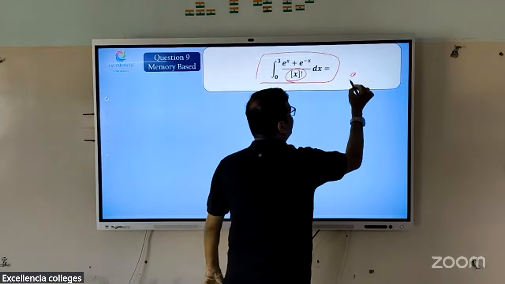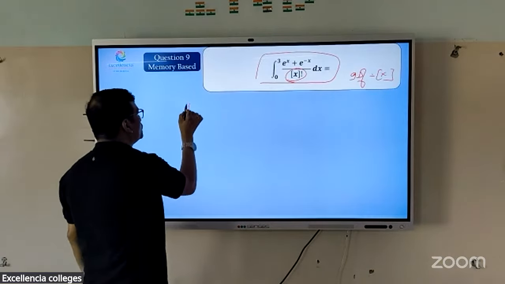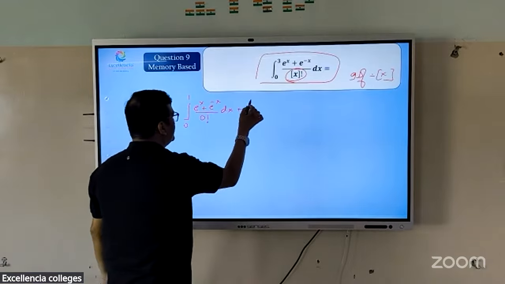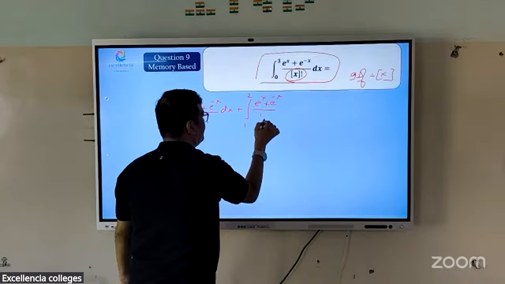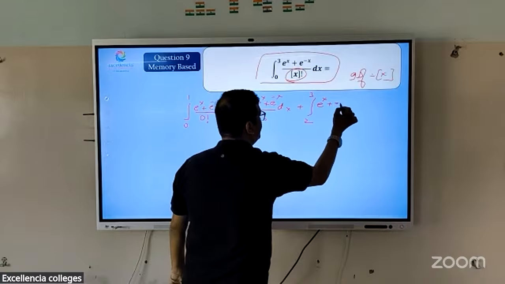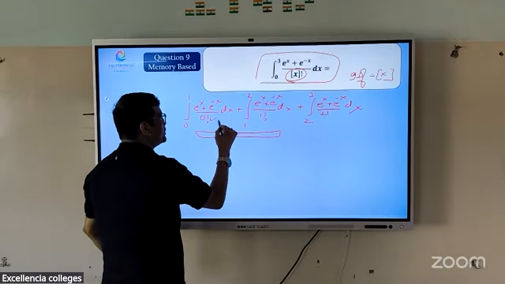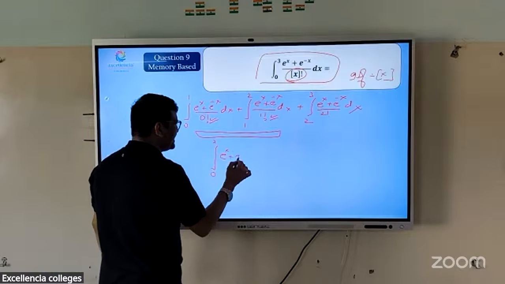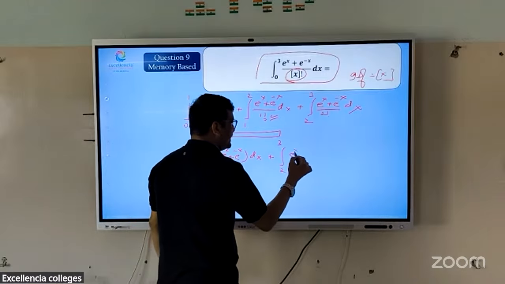Here in the bracket, integral 0 to 1 of e power x plus e power minus x by 0 factorial dx, plus integral 1 to 2 of e power x plus e power minus x divided by 1 factorial dx, plus integral 2 to 3 of e power x plus e power minus x. Since 0 factorial and 1 factorial are both 1, I can take integral 0 to 2 of e power x plus e power minus x dx plus integral 2 to 3 of e power x plus e power minus x.